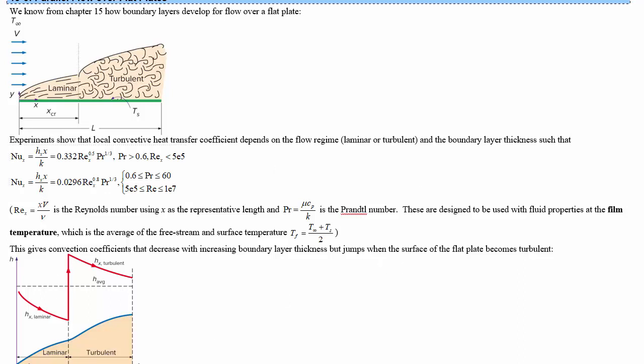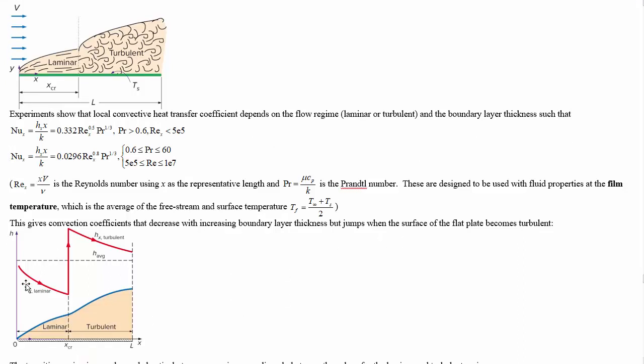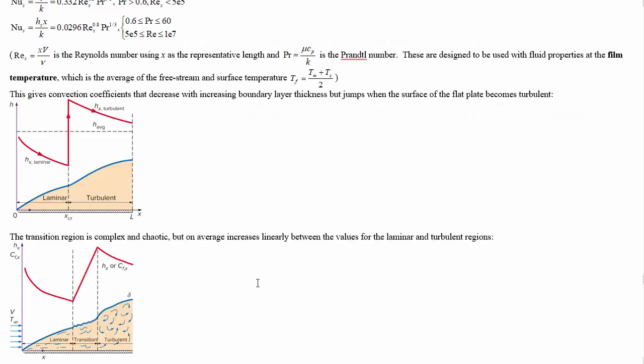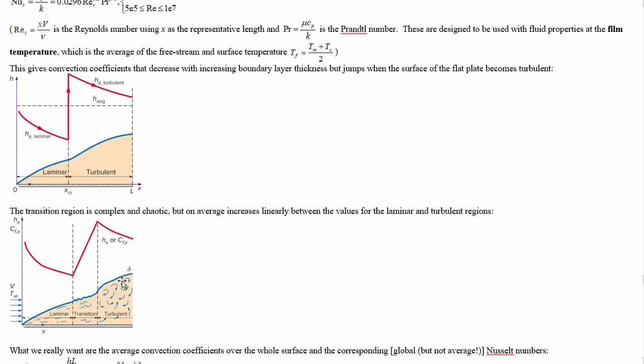If you plot these formulas, then you'll see that it gives you a local convection coefficient which goes to infinity at the front end. That's because the boundary layer is infinitesimally thick there, and then drops through the laminar region until you get to the critical Reynolds number, when it spikes up at the start of turbulence and then decreases. So this is what you actually see due to the extra mixing that happens in the turbulent region. Even though the boundary layer is thicker there, you have a higher convection coefficient.